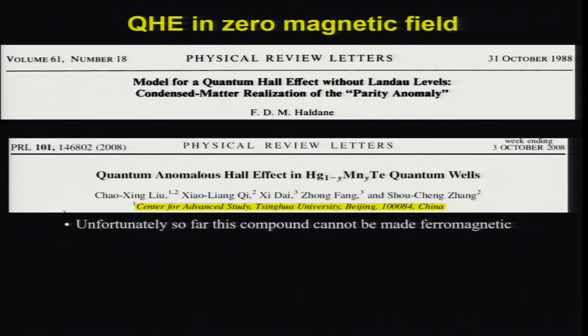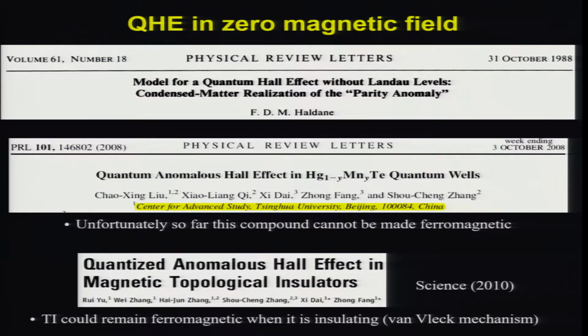Two years later, a new class of topological insulator, bismuth telluride, bismuth selenide, antimony telluride, the so-called 3D topological insulator, became available. And this group, led by Xi Dai and Zhong Fang, proposed that this class of materials will be an even better system to realize the quantum anomalous Hall effect.